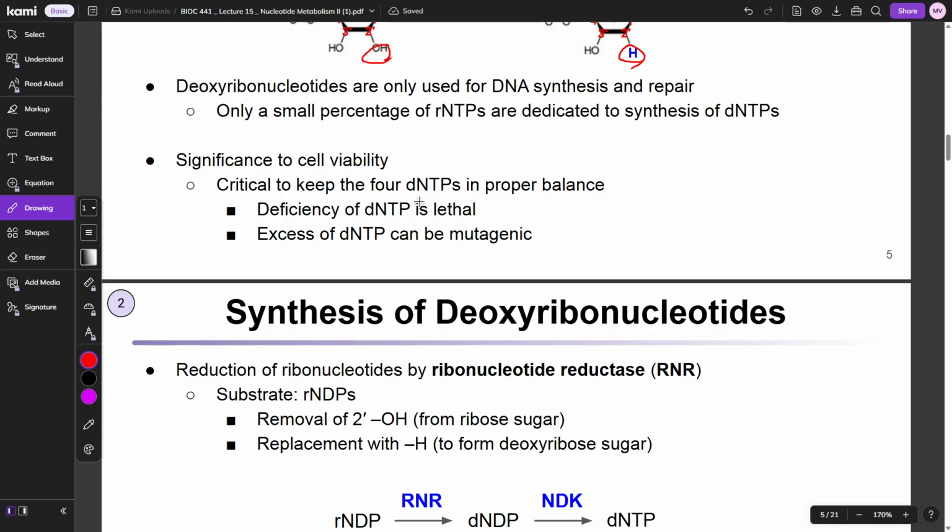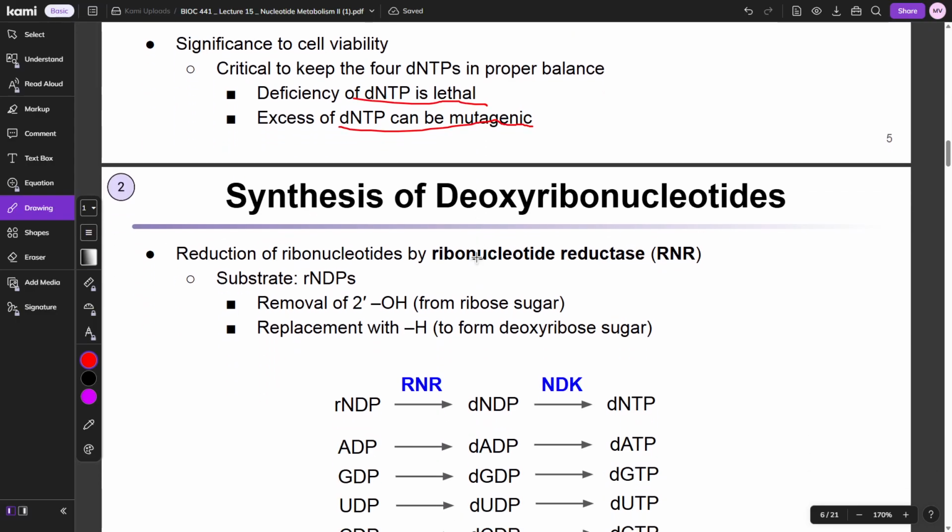Critical to keep the four dNTPs in balance. Yes, that makes sense. You need to replicate with all four of them. Deficiency of dNTP is lethal. You can't replicate if you don't have dNTPs. And then excess of them can be mutagenic, which just means that it can lead to more mutations.